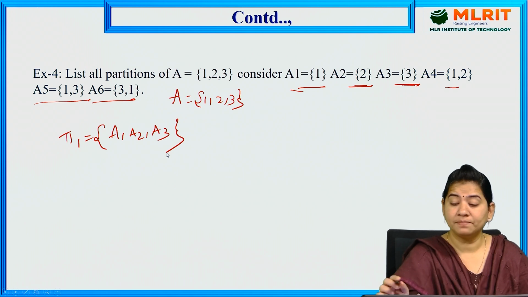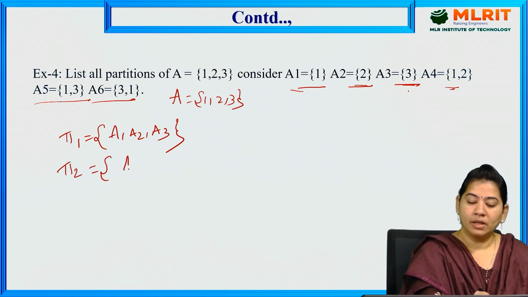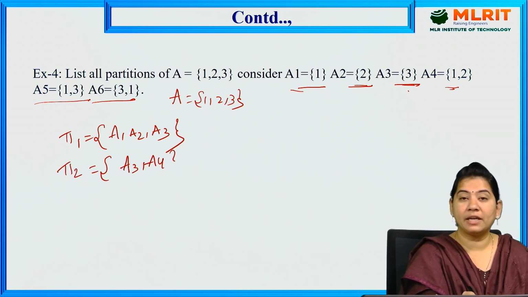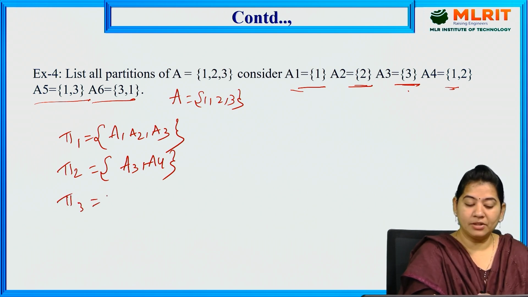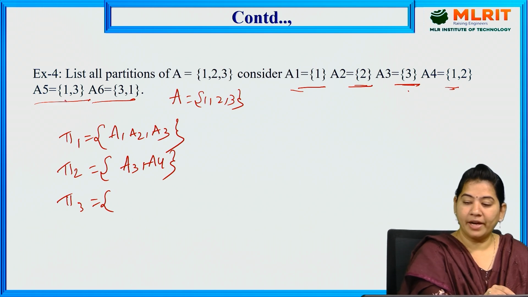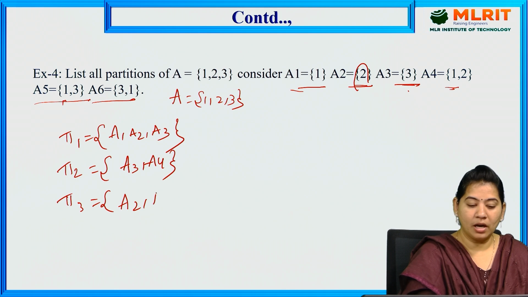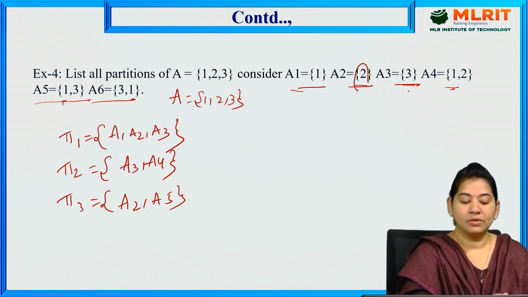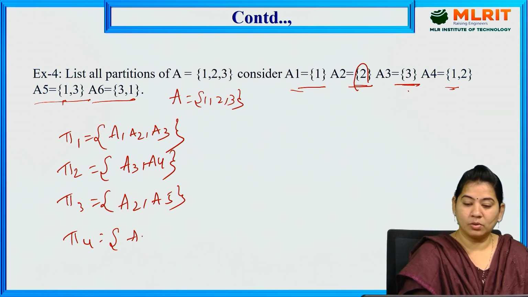In the same way, A4 is {1, 2} and A3, so A3, A4 is also a partition set of 1, 2, 3. Another partition you can consider: A5 is {1, 3}, so 2 is missing, so go with A2. Means A2, A5. In the same way, here {3, 1}, so I can make use of A6 also with A2. A2, A6.